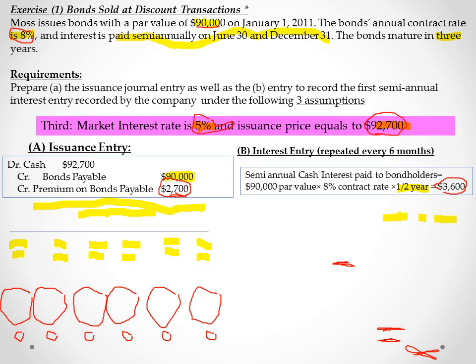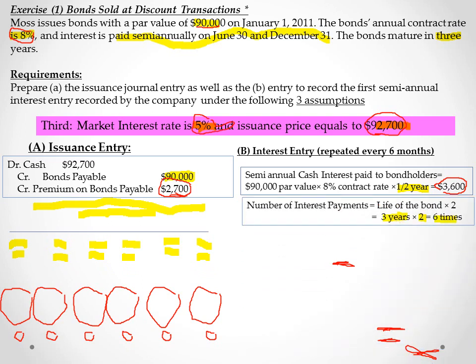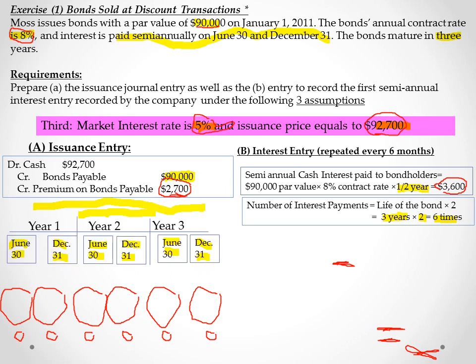So let us now record the entry of the issuance. The company will receive the issuance price. Every time we record the cash, we use the issuance price. The issuance price here is 92,700. So the company will debit the 92,700 to indicate an increase in its cash.